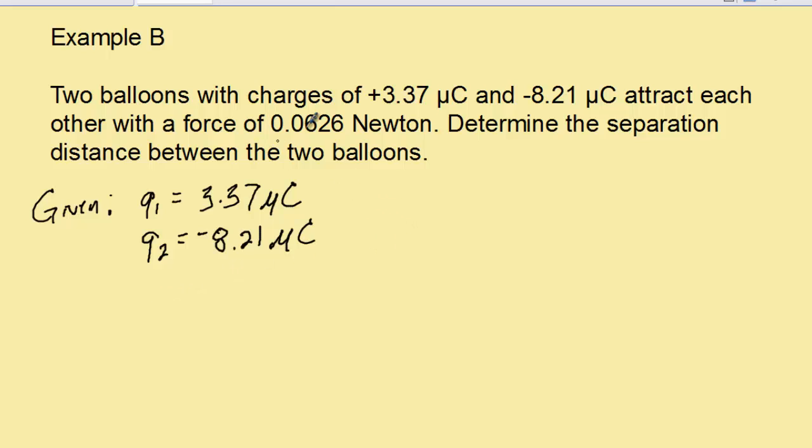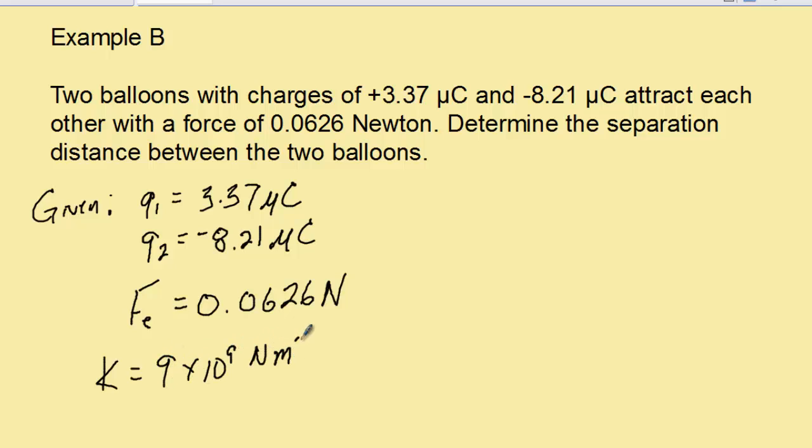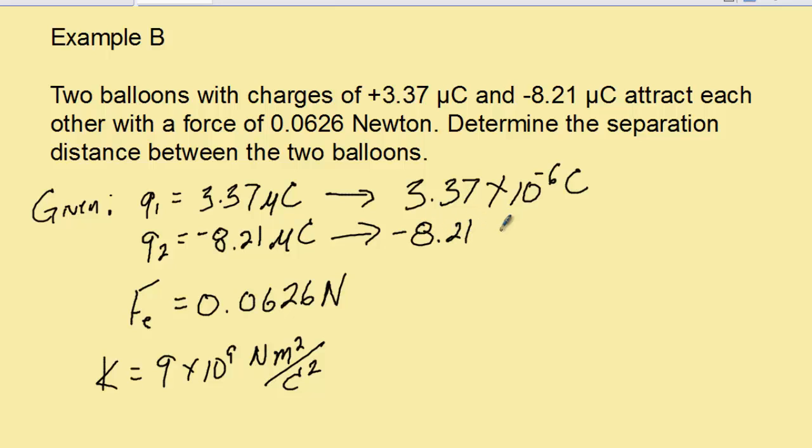So we've got those two charges, and we've got an attractive force. So the electrical force on these two is 0.0626 newtons. And remember again, K was 9 times 10 to the 9th newton meter squared per coulomb squared. Now let's take care of these units again up here. If we convert microcoulombs to coulombs, this is going to simply be 3.37 times 10 to the negative 6 coulombs, and this would be negative 8.21 times 10 to the negative 6 coulombs. I forgot to put in our problem that these are opposites, so we have an attractive force, and that makes the force negative. Let's go to the next page.